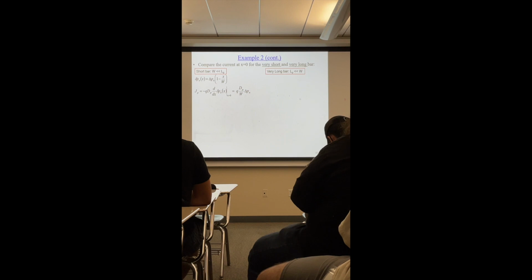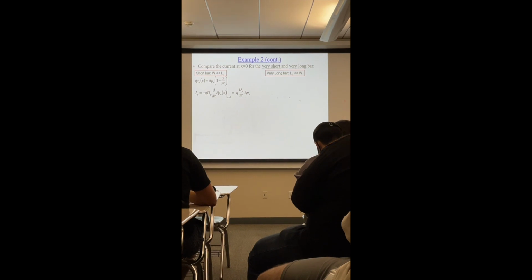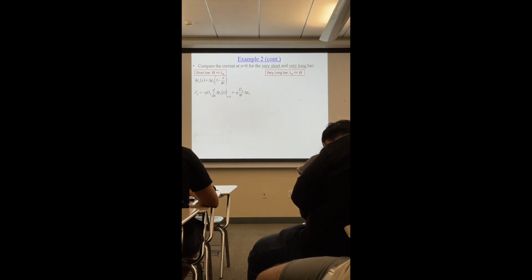Okay, so now let's compare these two cases for this current when x equal to 0. So we have a very short bar or a long bar. For the short bar, the width is much smaller than the recombination length. For the long bar, the length is much larger. So for the short bar there's no recombination, and for the long bar there's recombination.